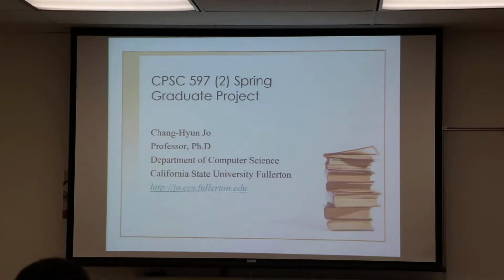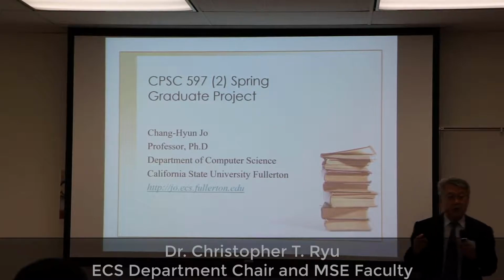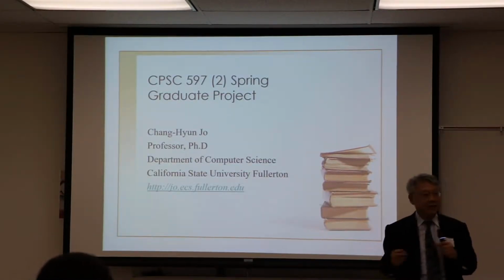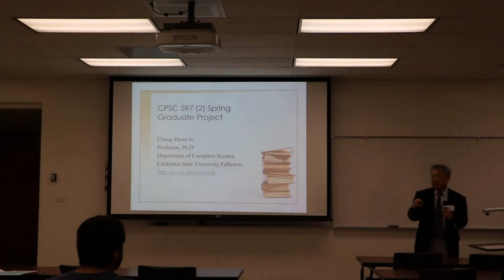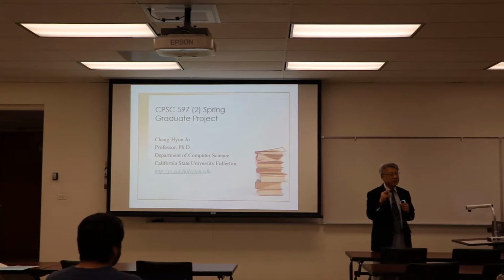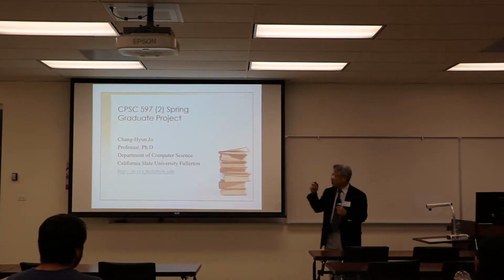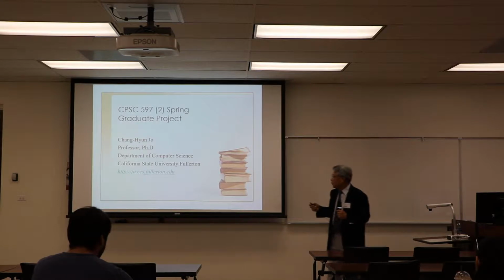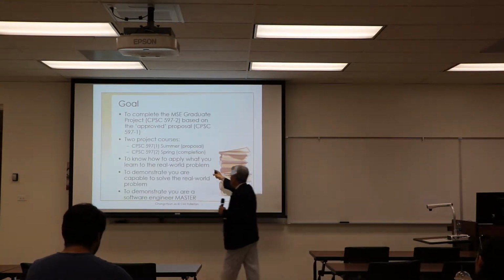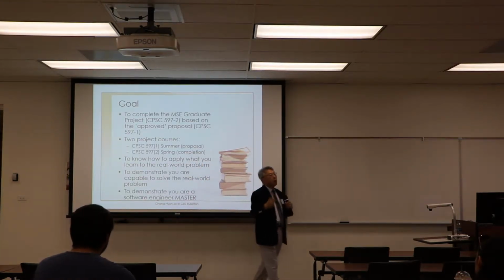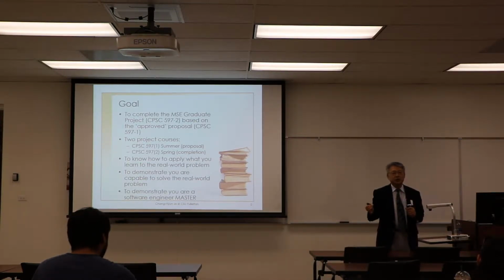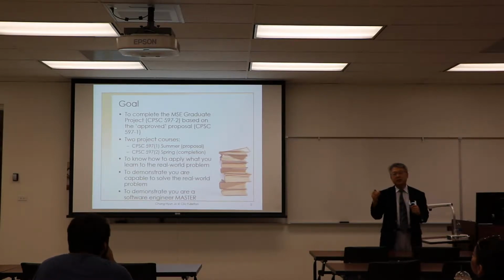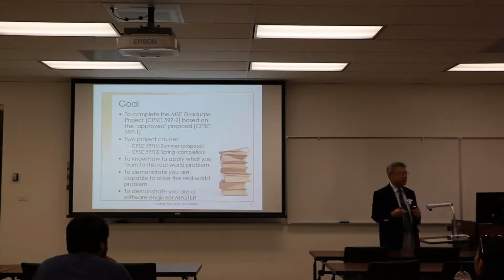So we have two project courses titled by 597. First one is offered in the last summer, and the next one will be offered in the last semester you have. So it is project 2. In the project 1, you should produce a proposal of your graded project. So in the proposal, you will propose what you like to do for your graded project. So I believe you have an approved proposal at this point.